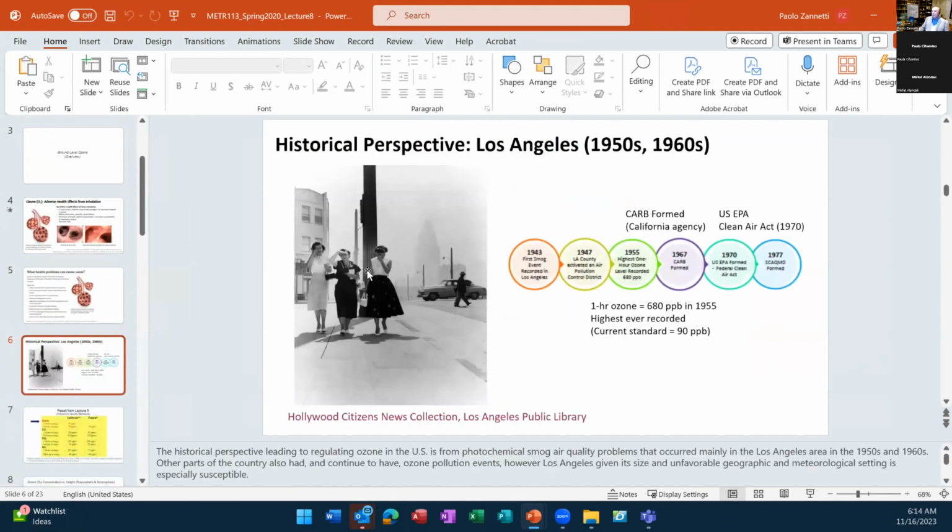I've shown you this picture several times before. 1943 was the first big smog event in Los Angeles. People thought it was toxic poison gases bombed by the Japanese. Instead, it was the first example of photochemical smog.